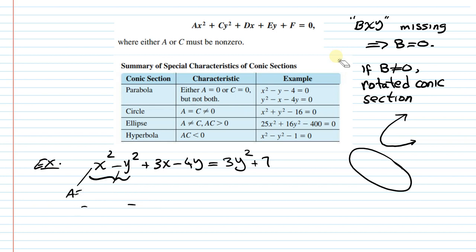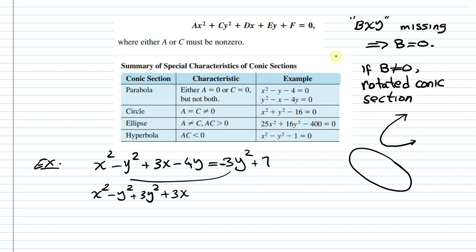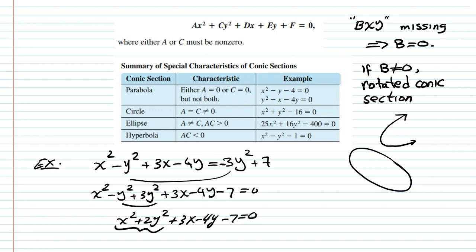Why is it wrong? Because I have 3y squared on this side. Let's make it, in fact, negative 3y squared. There. Now, when I move this to the other side, this becomes x squared, negative y squared plus 3y squared plus 3x negative 4y minus 7 equals 0. So I get my 0 in that important position. Now, combine like terms, I get x squared plus 2y squared, right, plus 3x negative 4y minus 7, 0.